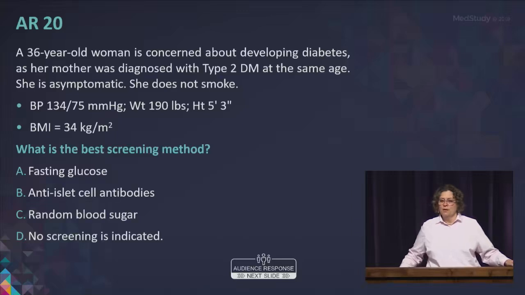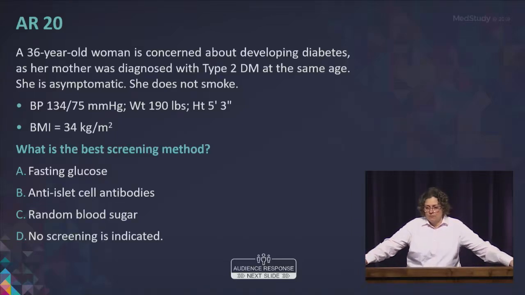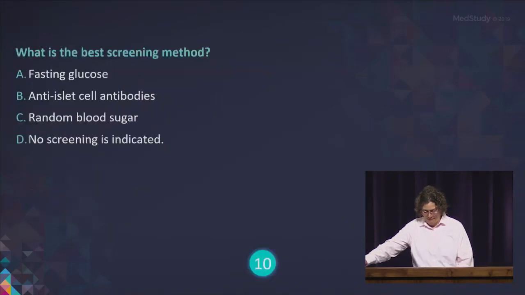Next question. 36-year-old woman is concerned about developing diabetes. Her mom was diagnosed with type 2 diabetes at around the same age. She's asymptomatic. She doesn't smoke. Her blood pressure is 134/75. Her BMI is 34, putting her in obesity range. What is the best screening method? Fasting glucose, anti-islet cell antibodies, random blood glucose, or no screening is indicated?